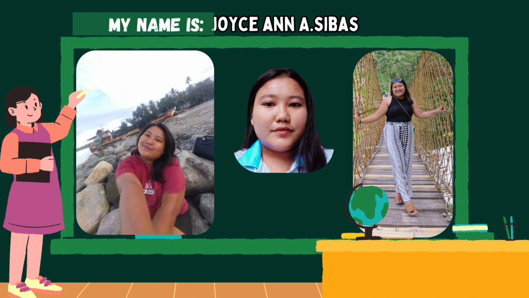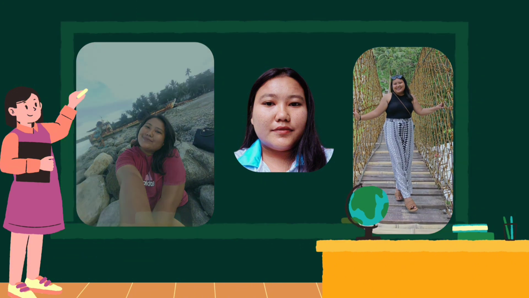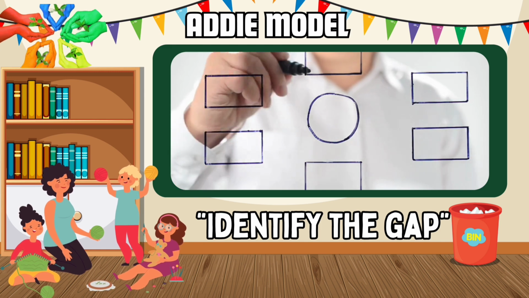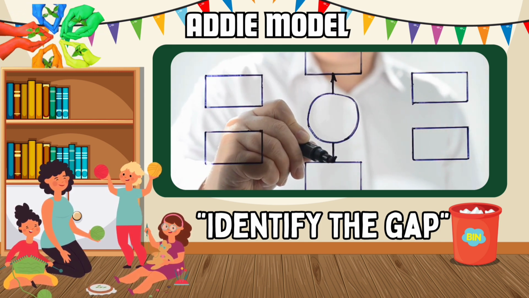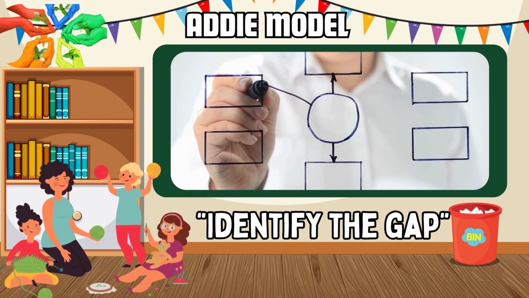So for today's video, we will be discussing the ADDIE model, Bloom's taxonomy, and Merrill's principles of instruction. Now let's start with the ADDIE model. First is analysis. Identify the training need, what skills or knowledge are lacking.